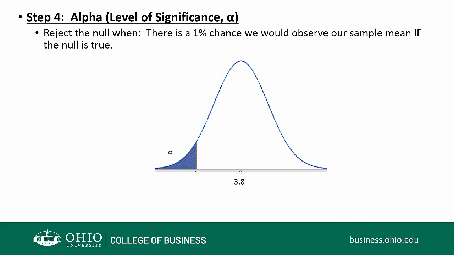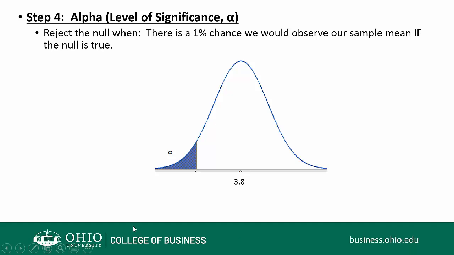Alpha is the objective rule on when we will reject or when we will fail to reject the null hypothesis. Our alpha is 1%. That means that we'll reject the null hypothesis if there's a 1% chance we observe our sample mean if the null is true. So if the null is true, the new processing time is the same as the previous, which is 3.8 days.